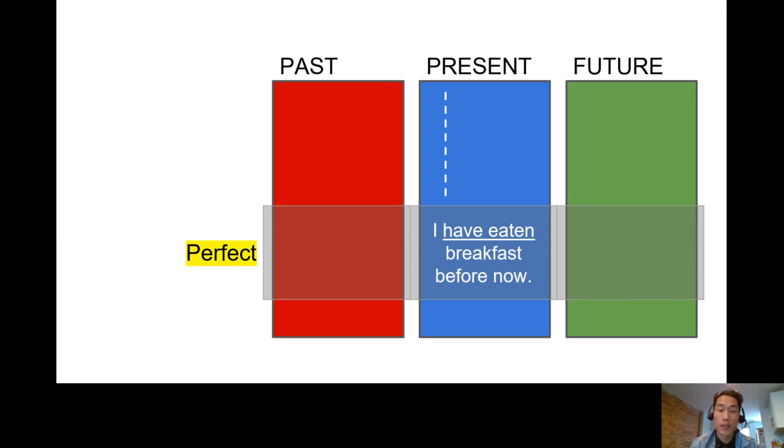Now let's look at the present perfect. My example sentence here is, I have eaten breakfast before now. Can you guess what event one is and what event two is? That's correct. I've eaten breakfast is event one, and now is event two. Sometimes people might put already in between have and eaten. So the sentence might read, I have already eaten breakfast. Usually, people leave out before now when they use the present perfect tense, because in the present perfect tense, event two is always now.